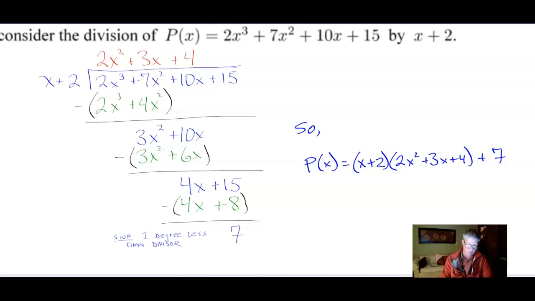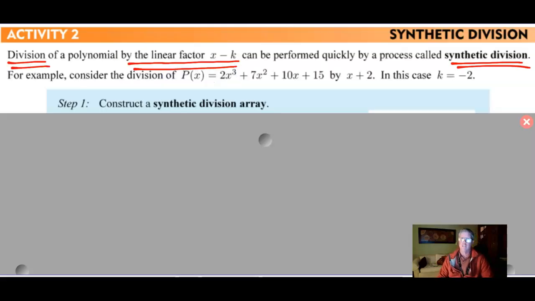Yep, good. So there's a shortcut, okay? Never, ever do long division unless you have to, okay? But you have to do it a few times to kind of get a feel for it. There's a shortcut way that always works when you divide something by a linear term. All right, so we're going to do a quick example.